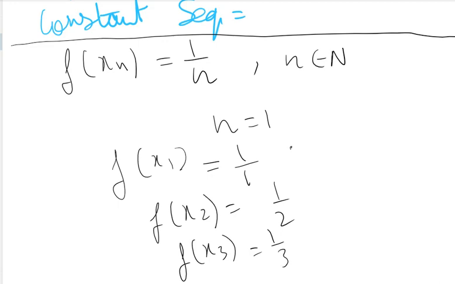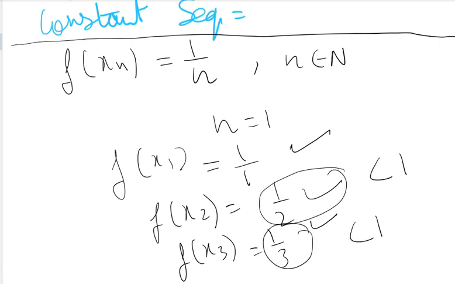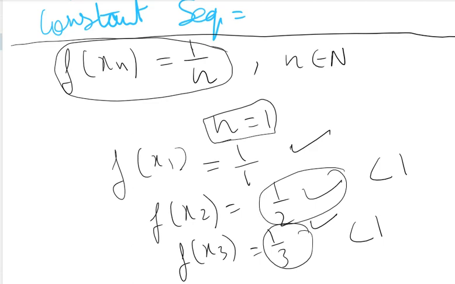You will notice that this value is less than 1, of course. This value is again less than 1, of course. So when you have n equal to 1, you're getting a value where this function is getting bounded. You see, this function will not go greater than 1. It will always be less than or equal to 1. Why? Because no matter whatever value you put over here for n, it will always be less than or equal to 1. Alright, so this kind of a sequence is bounded.